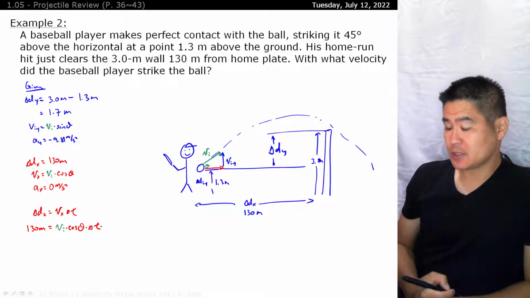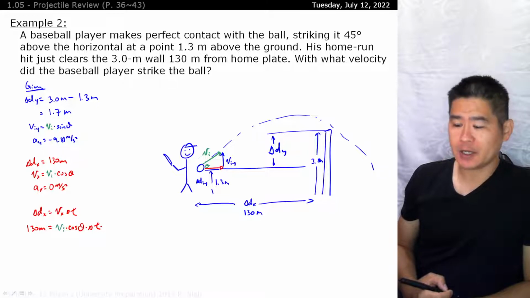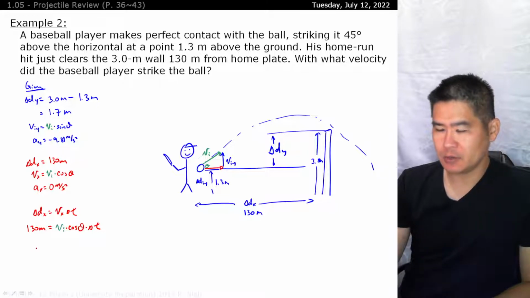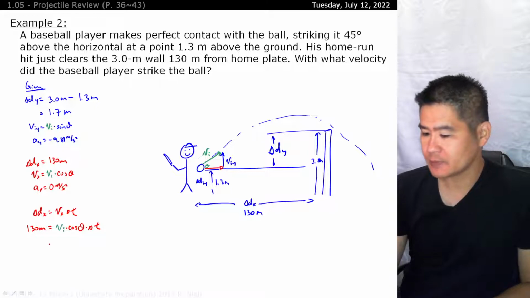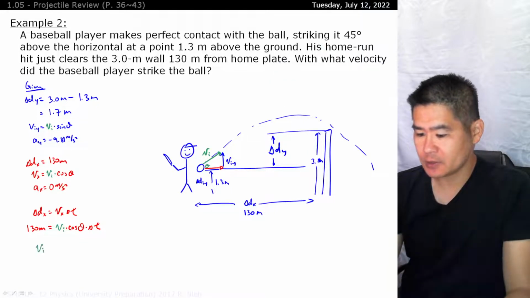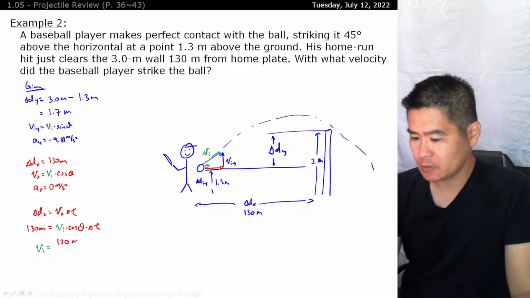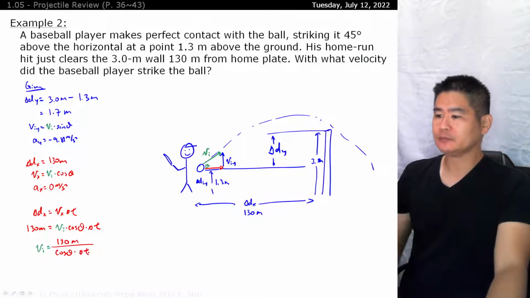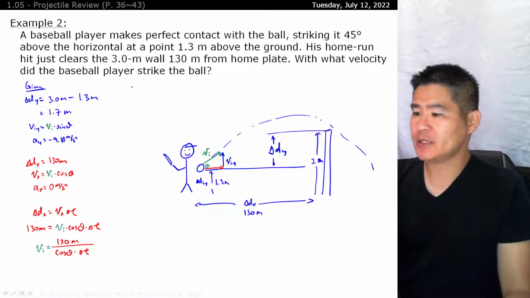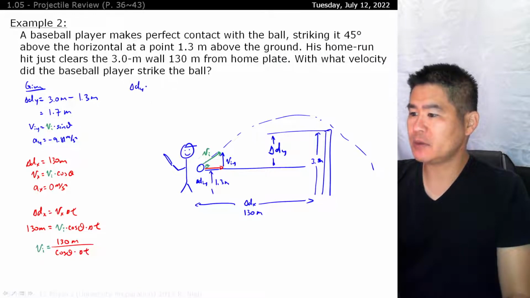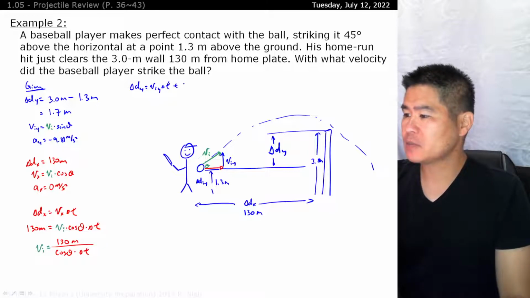Through lots of experience, I know it's a lot easier to solve these problems if you isolate for VI. Okay, if you try isolating for time, it'll be a nightmare, and you'll see what I mean when we get to that point. So we're going to isolate for VI. So VI is equal to 130 meters divided by cosine of theta times time. Okay, let's rinse and repeat in the y dimension now. So our delta dy is equal to VIY delta t plus 1/2 a delta t squared.